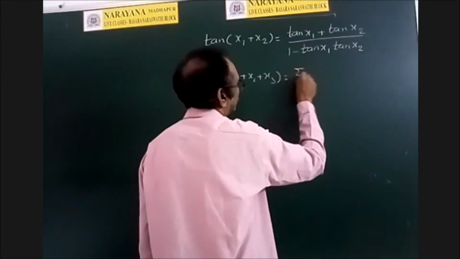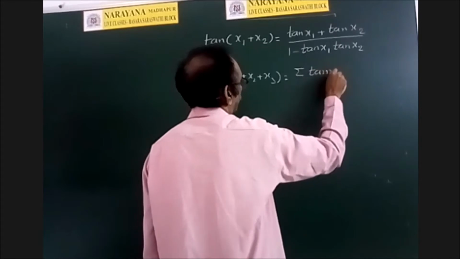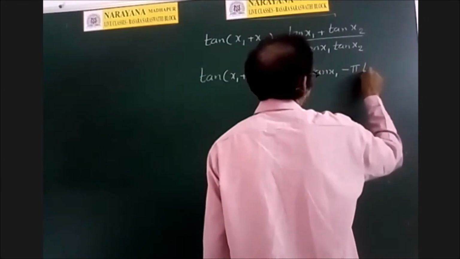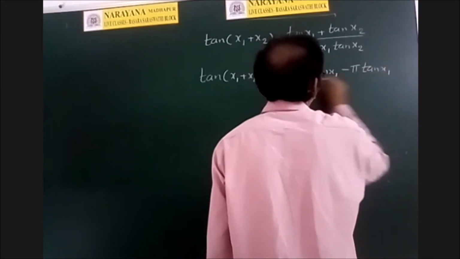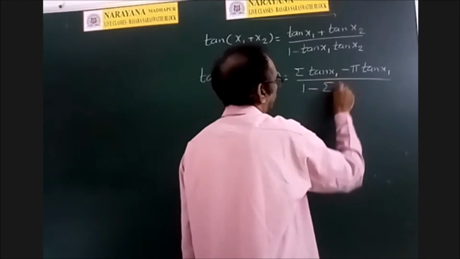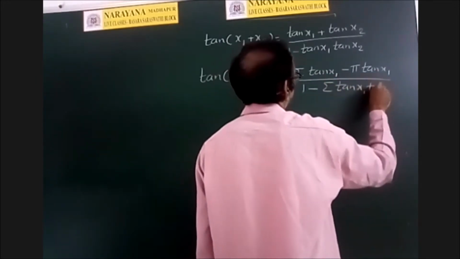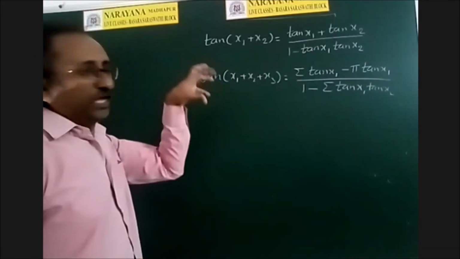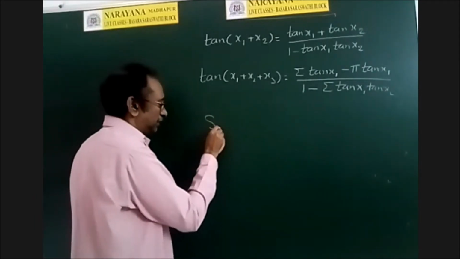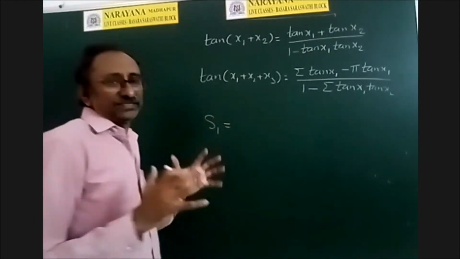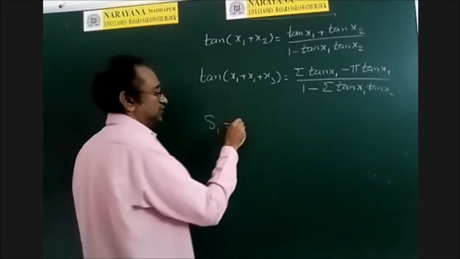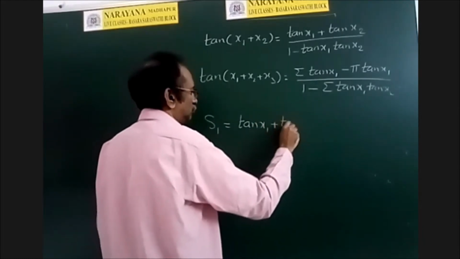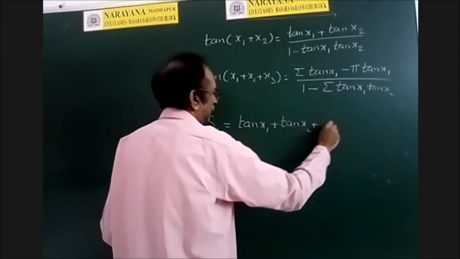That is summation tan x1, that is tan x1 plus tan x2 plus tan x3 minus pi tan x1, by 1 minus sigma tan x1 into tan x2. That means the sum of the products taken two at a time. Now we are giving a notation to this. For example, S1 means the sum of the tan terms. So what is that S1? That is tan x1 plus tan x2 plus tan x3, and so on.